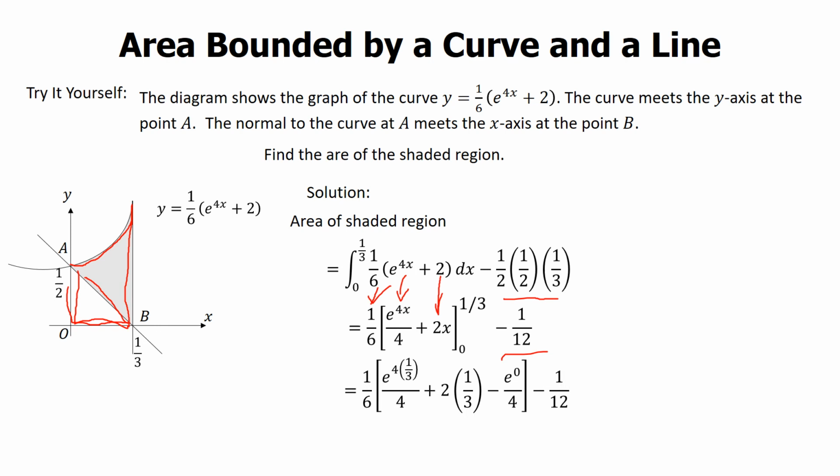Okay, substitute the values, we get 1 over 6 bracket e to the power (4 times 1 over 3) over 4 plus 2 times 1 over 3 minus e to the power 0 over 4, minus 1 over 12. Right? And you just press calculator. The answer will be 0.144 units square.